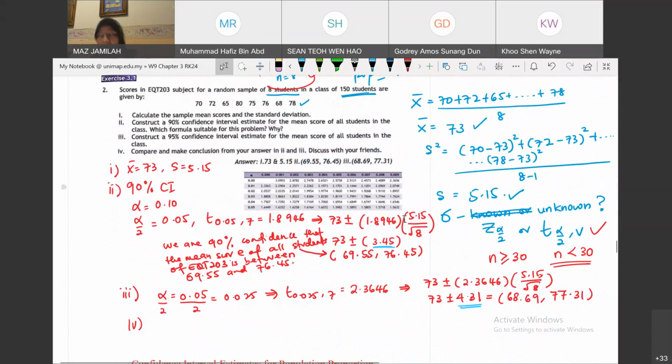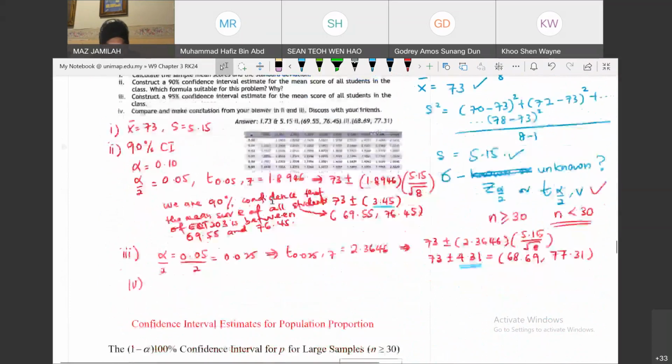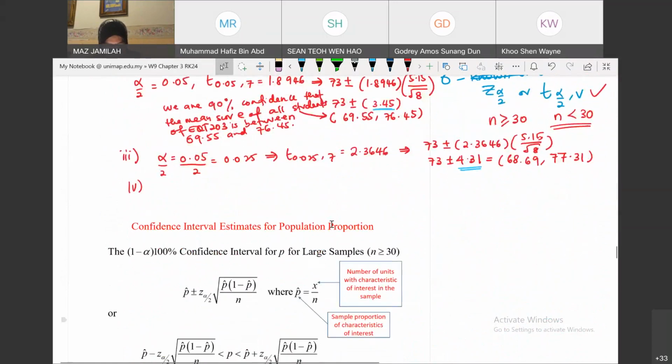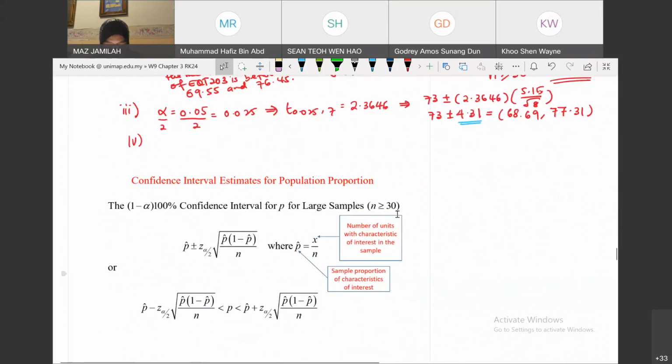We have another 30 minutes, so I think I'll just continue with the second statistical inference for our population, and that will involve the population proportion. Okay, class? Is everyone okay?